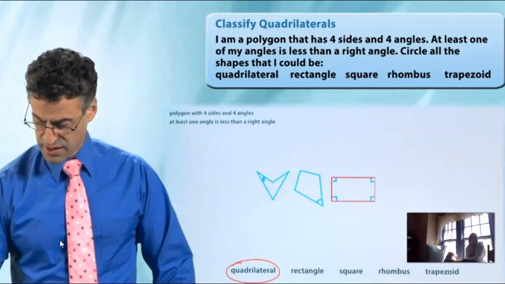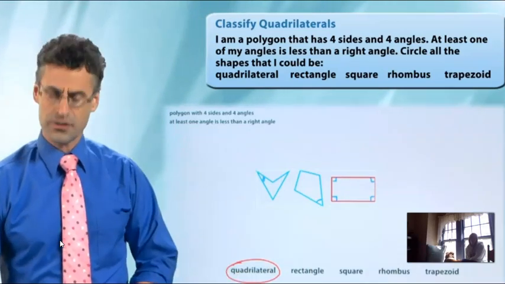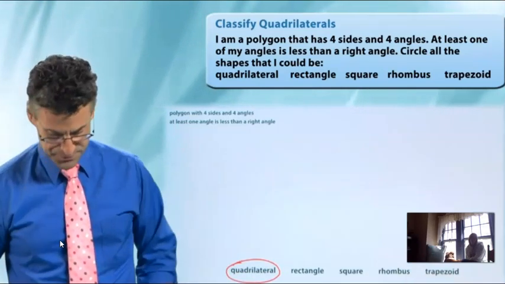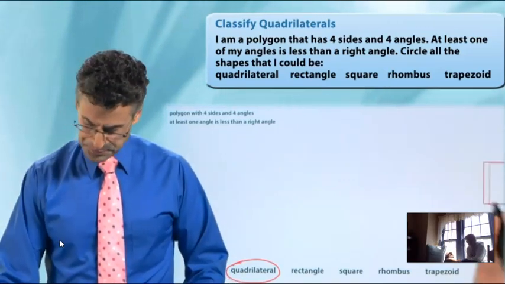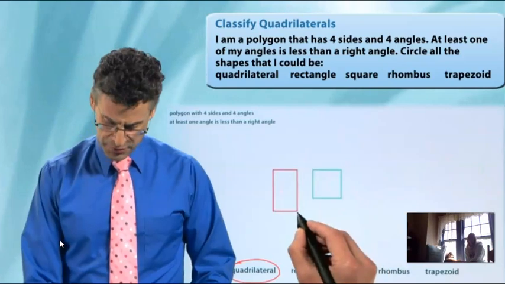So the answer is yes. So I could be a quadrilateral. I could be a quadrilateral. Now, what about a rectangle? Could I be a rectangle? Well, you know what rectangles look like.